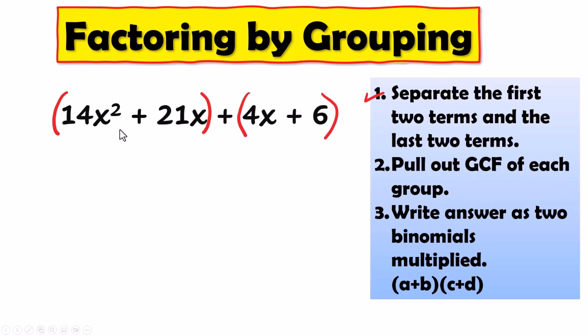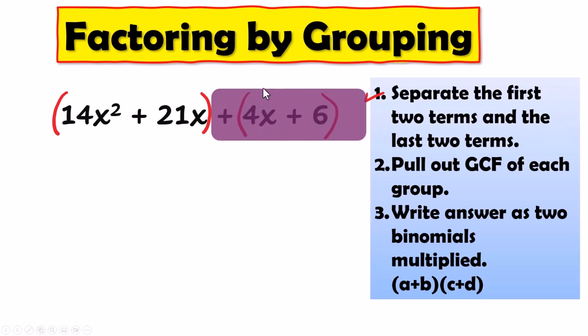All right, out of this front end, I'm covering this up because I want you not to look at that right now. Just look at these 2 terms. What's the largest number that I can take out of 14 and 21? 7. And the largest x I can take out is just 1x. This is x squared, but that one just has 1. Now what would you have to multiply this by to get the 14x squared? Well, I need a 2, and I would need an x, and I would need a plus 3. 2x plus 3.